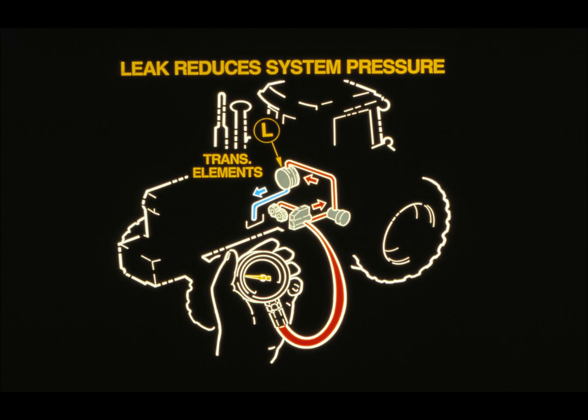The system pressure gauge measures system pressure oil, shown in red. System pressure oil operates the power shift transmission elements. Normally, there is very little oil flow to the elements. A leak produces substantially more oil flow and reduces system pressure. A leak also reduces lube pressure, but the system pressure gauge gives you a more reliable indication.